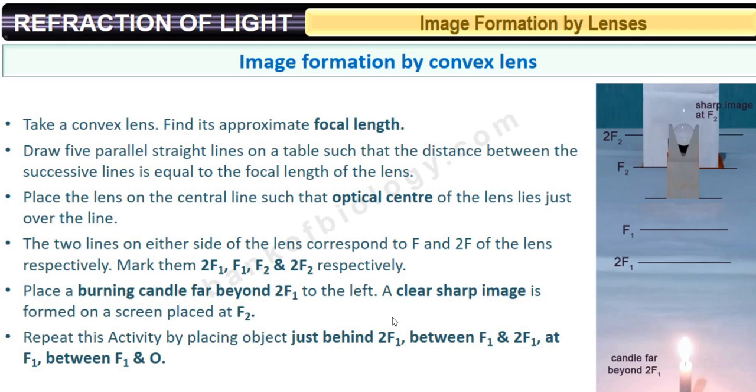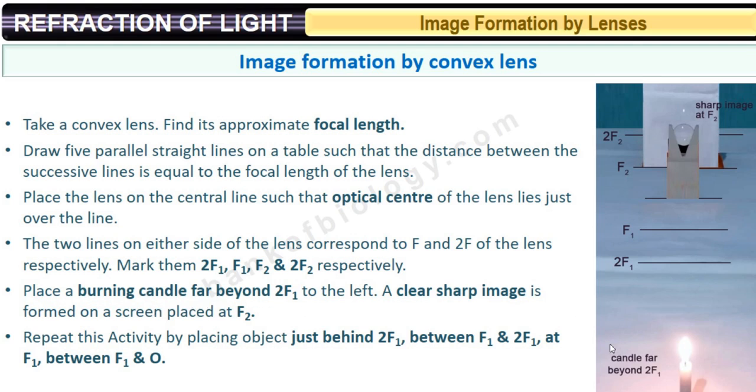Image formation by convex lens. Take a convex lens, find its approximate focal length. Draw 5 parallel straight lines on the table such that distance between successive lines is equal to focal length of the lens. Place the lens on the center line such that the optical center of the lens lies just over the line. The two lines on either side of the lens correspond to f and 2f of the lens respectively. Mark them 2F1, F1, F2 and 2F2 respectively. Like this you have to mark.